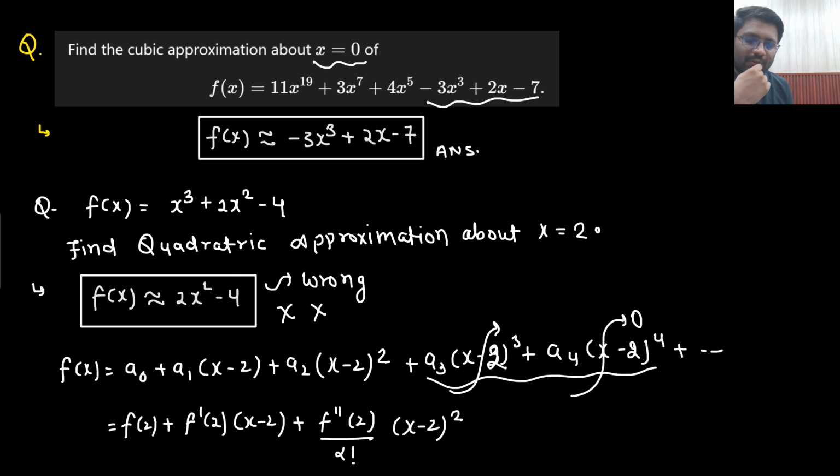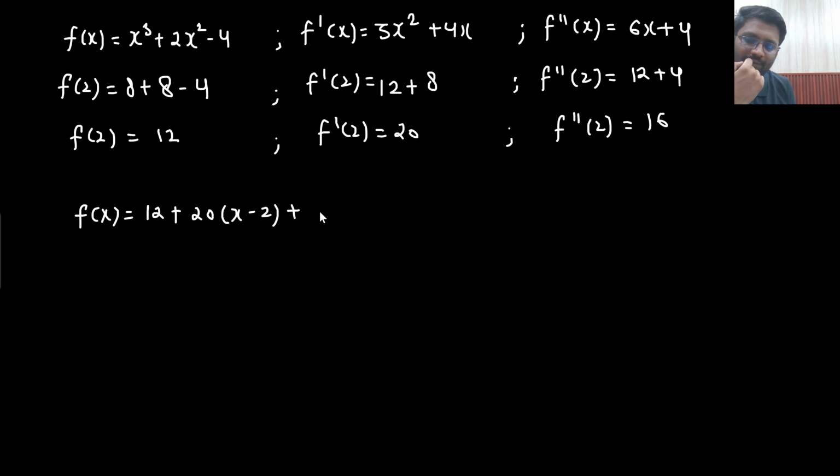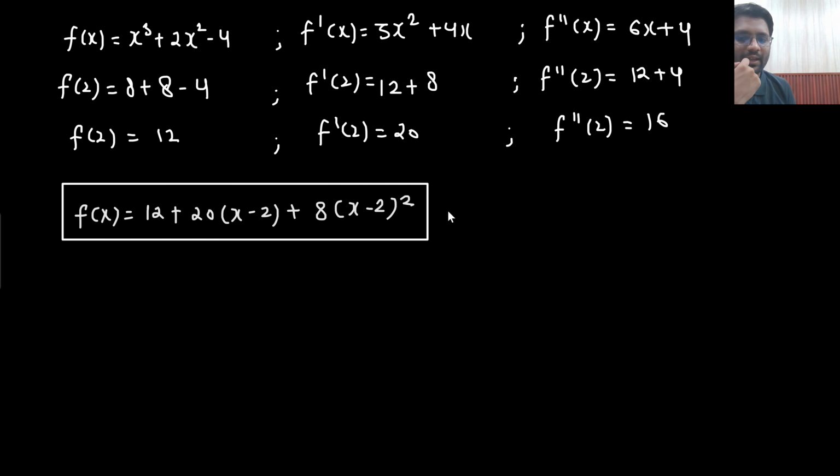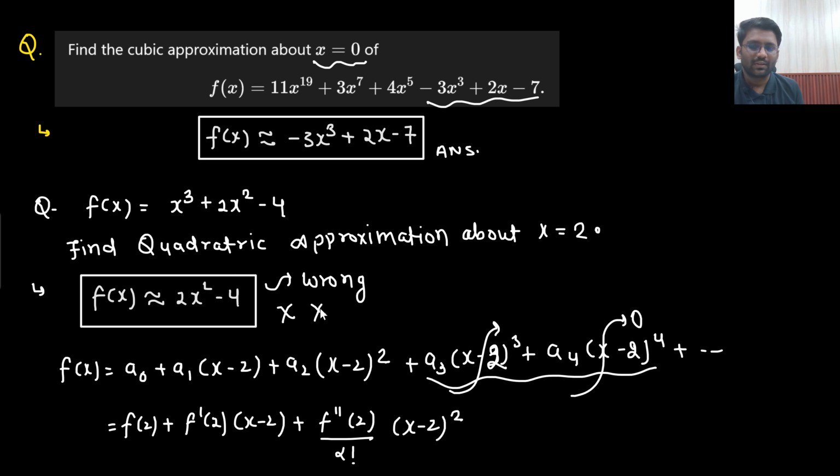F double dash 2 is 16. 16 divided by 2 is 8 into (x minus 2) whole square. That's the correct answer. This is how I will do it. Here I will have to follow the method. This is your quadratic approximation about x equals 2. This is the correct answer. Is that clear to you? Okay.